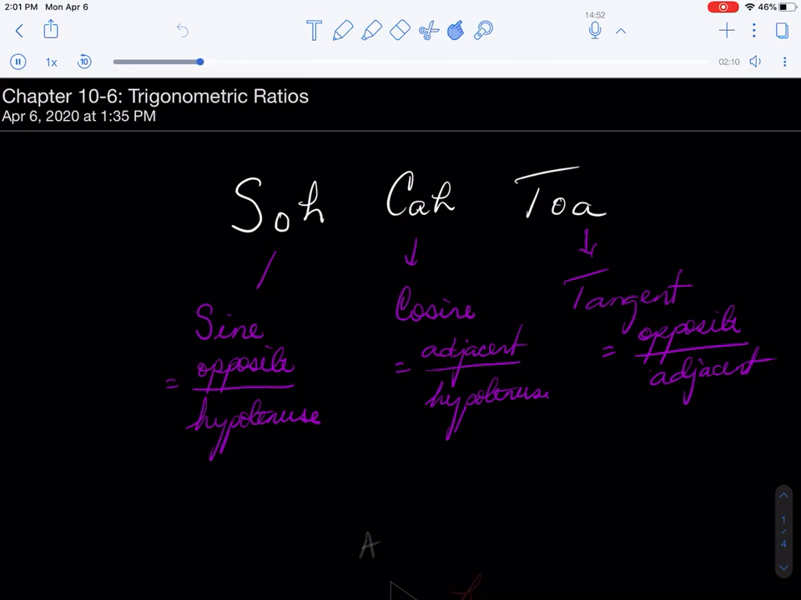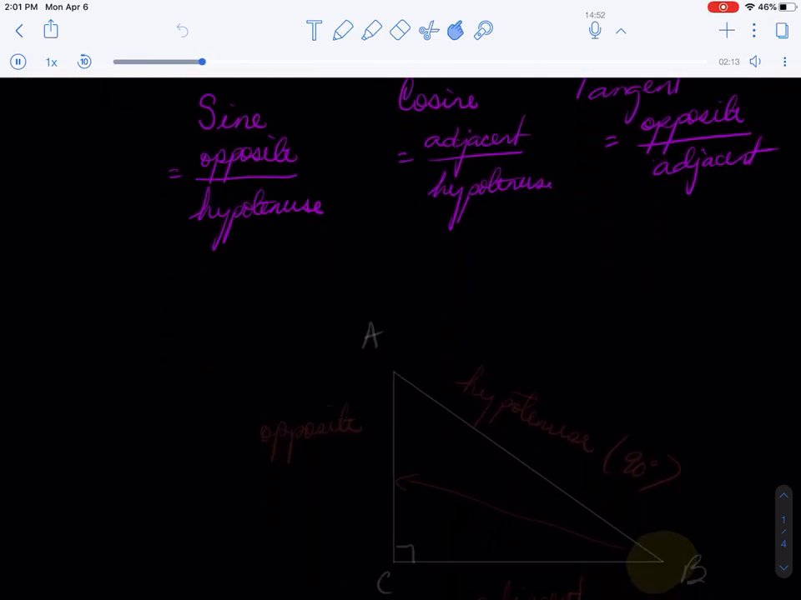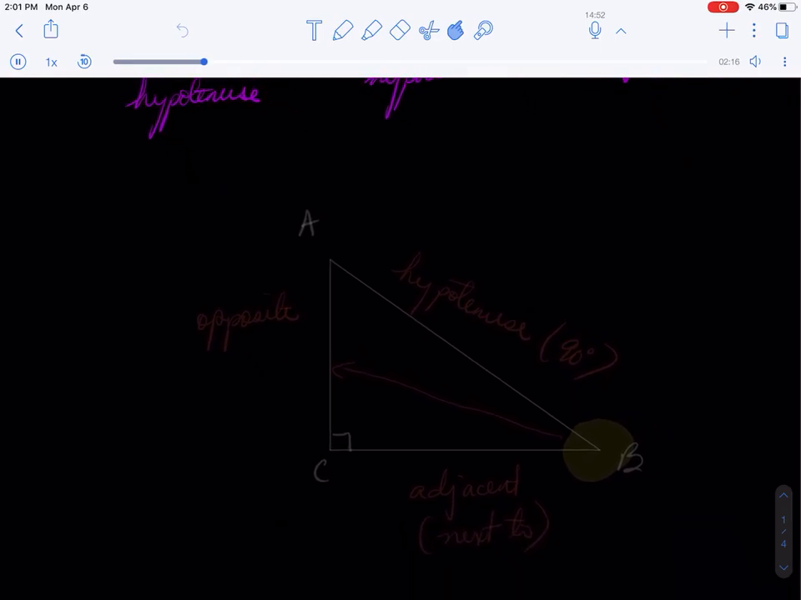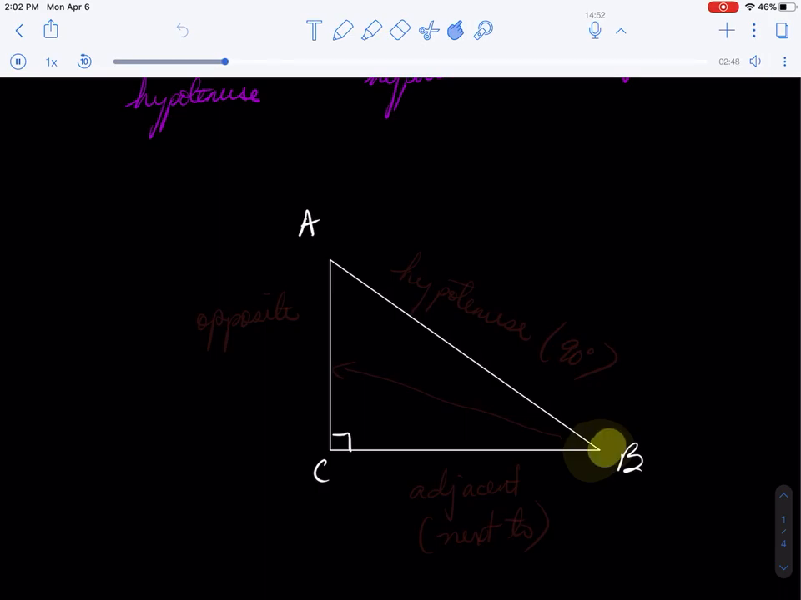Okay, what does that mean? It means that in a triangle, let's say triangle A, B, and C, we're dealing with a 90-degree angle. Let's talk about which angle we're talking about. Let's take the example of angle B. We deal with angle B at this point, nothing else.